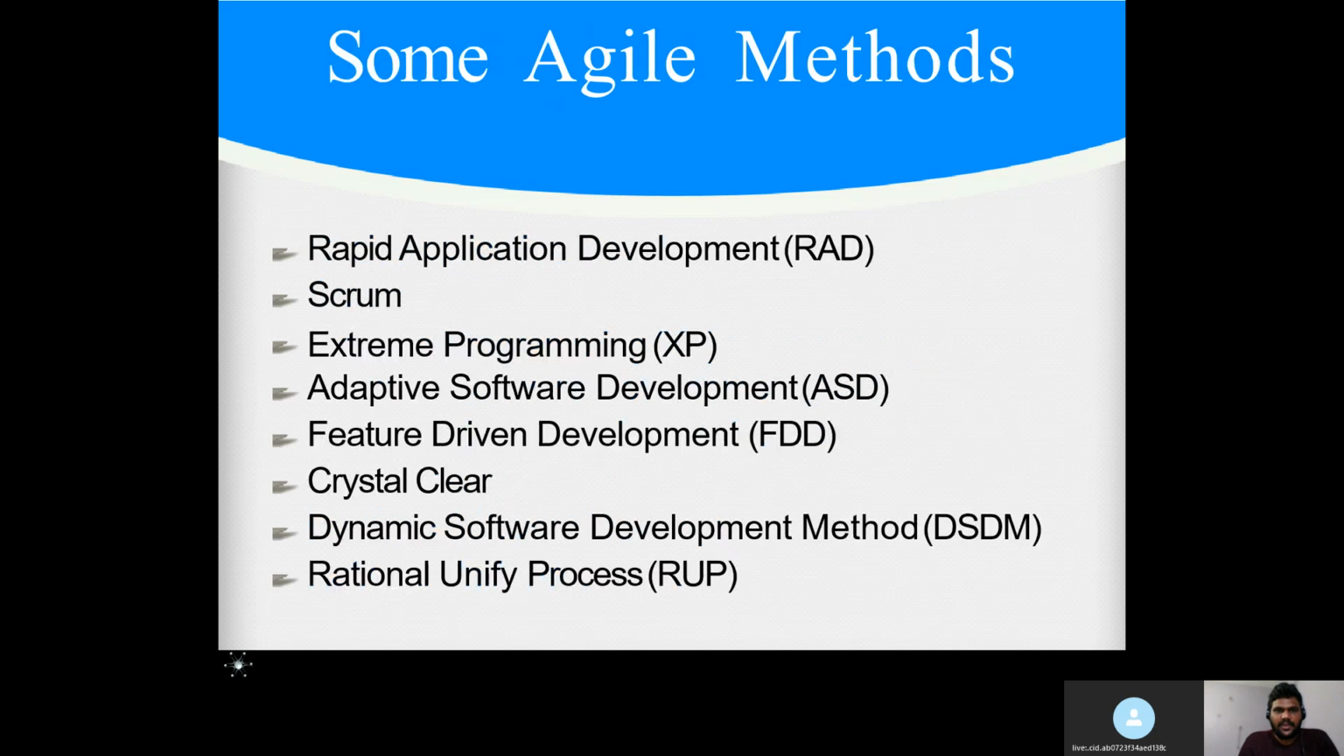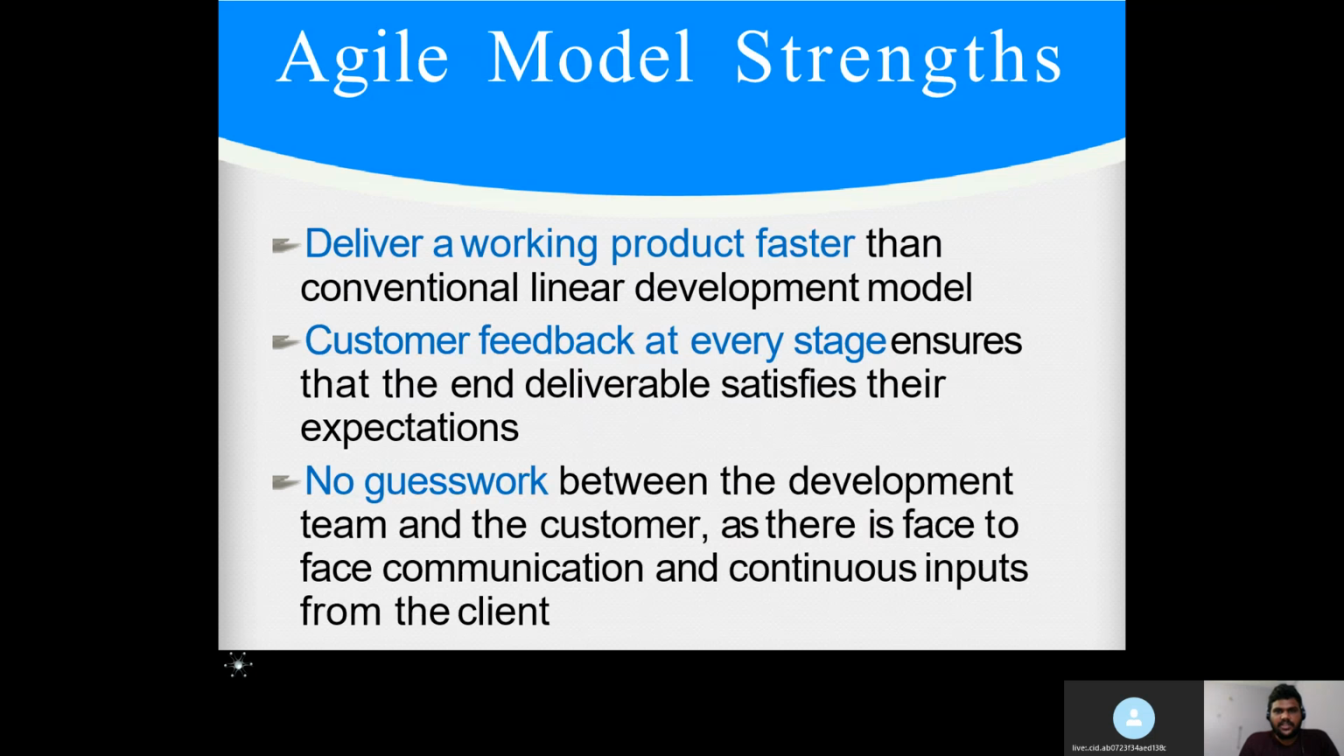Some methods of agile are rapid application development, scrum, extreme programming, adaptive software development, feature driven development, crystal clear, dynamic software development method, and rational unified process. Agile has basic strengths. It delivers a product faster than the conventional linear development model. Customer feedback at every stage ensures that the developer satisfies their expectations. There is no guesswork between the development team and the customer, as there is face-to-face communication and continuous input from the client.